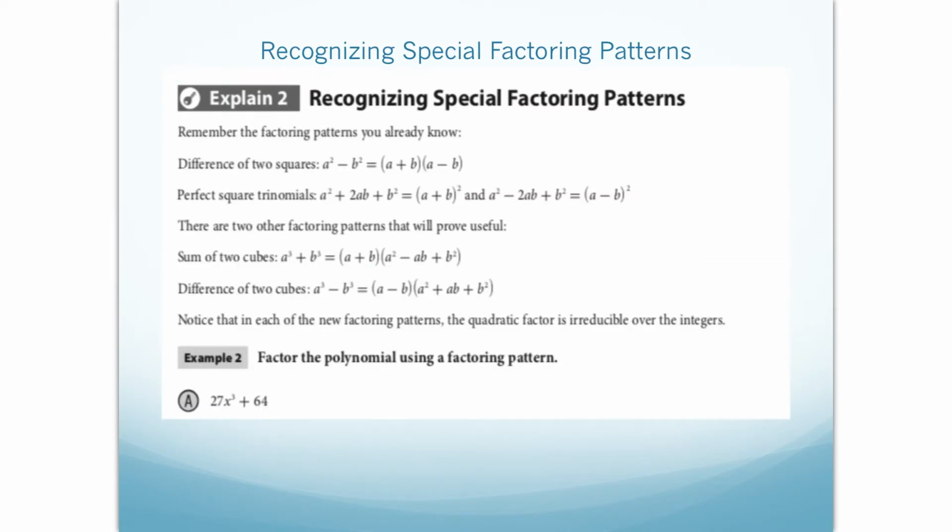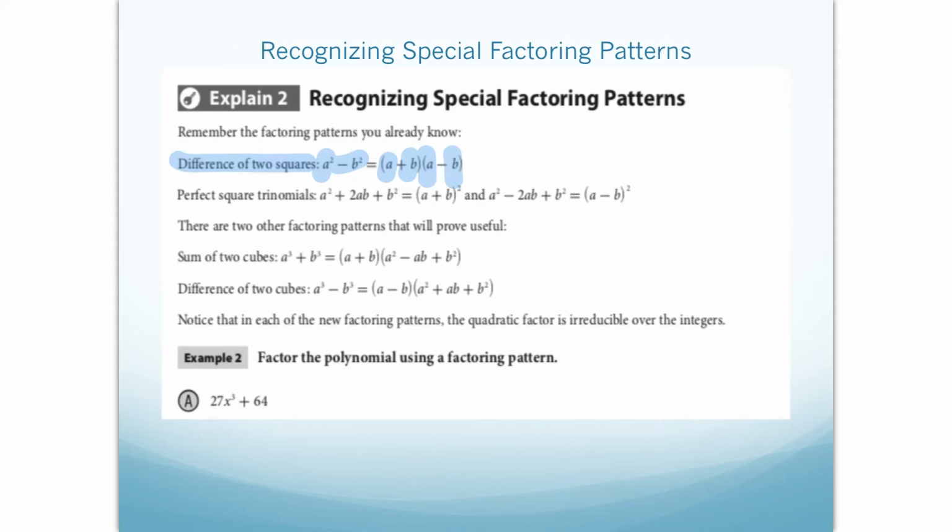So now we're going to look at some special factoring patterns. We have a difference of two squares, which means if you have a number squared and you're subtracting another number squared, it's just going to be the square root of the first minus the square root of the second times the square root of the first plus the square root of the second.